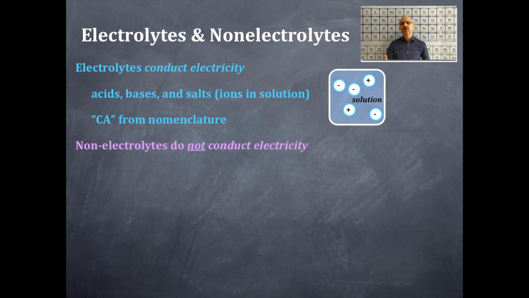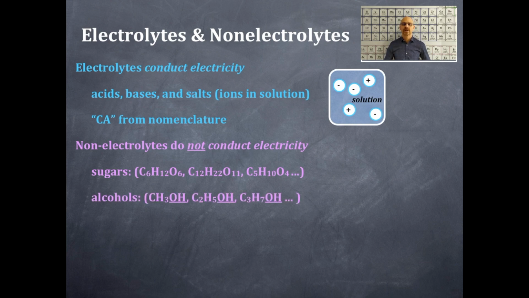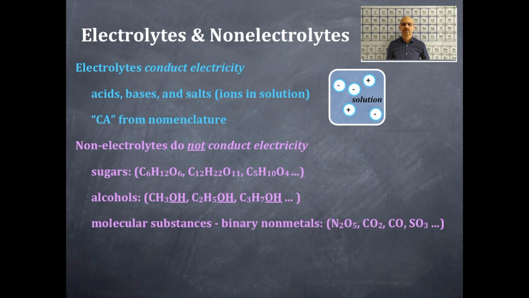And then non-electrolytes. What's a non-electrolyte? A non-electrolyte does not conduct electricity. Sugars are an example of that. Any kind of sugar, so glucose, fructose, sucrose, all those sugars do not conduct electricity because they are non-electrolytes. In addition to that, we have alcohols. Alcohols are non-electrolytes. They typically have a carbon and a hydrogen and then a hydroxide group associated with them. Those are also alcohols.